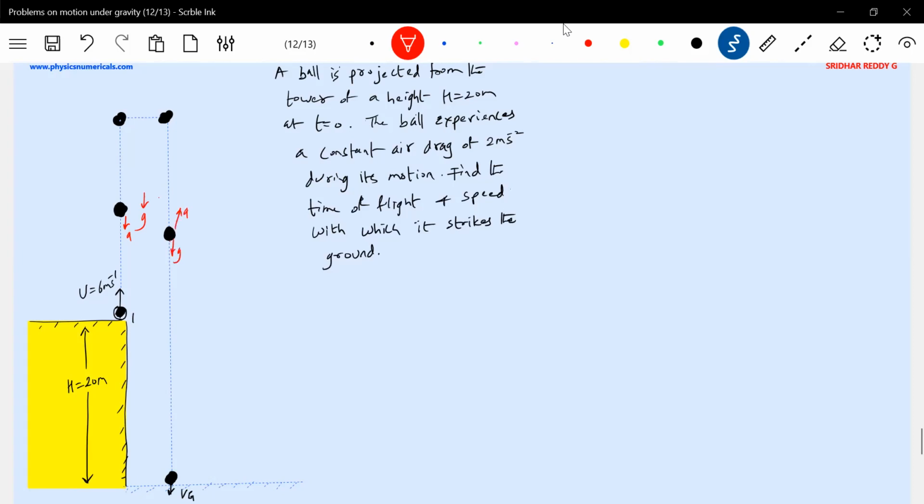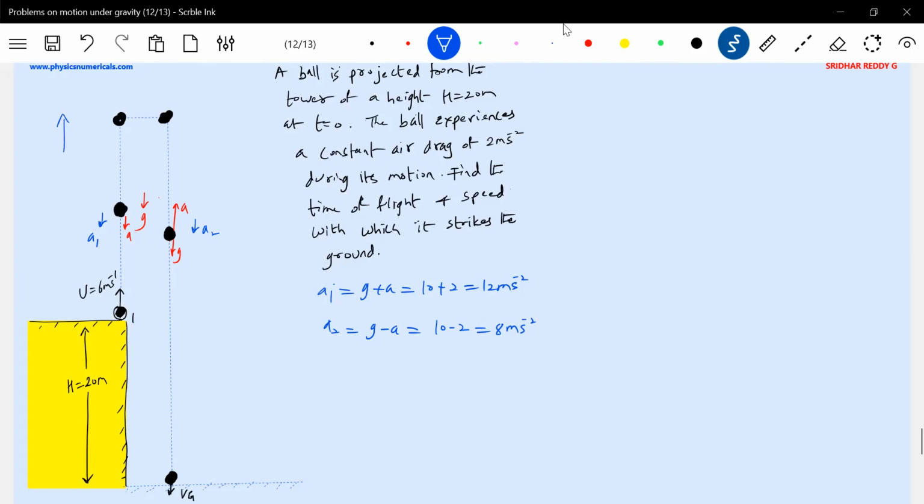This is g, this is a. I think we have done a previous problem like this. So the resultant acceleration here will be a1 going up and a2 coming down. What is a1? g plus a, 10 plus 2, 12 meter per second squared. What is a2? g minus a, 10 minus 2, 8 meter per second squared.